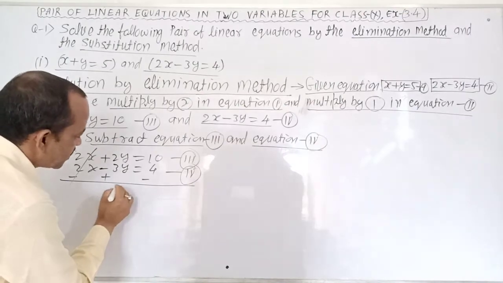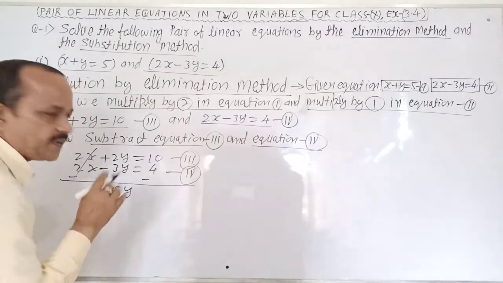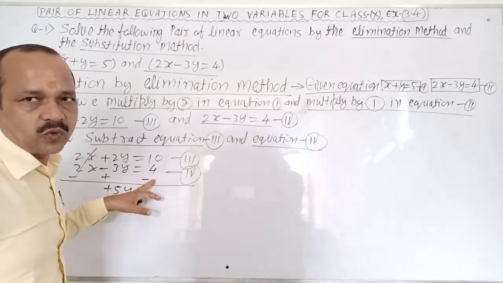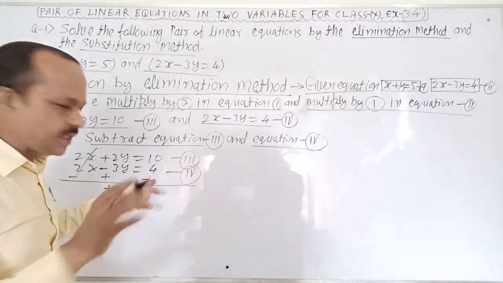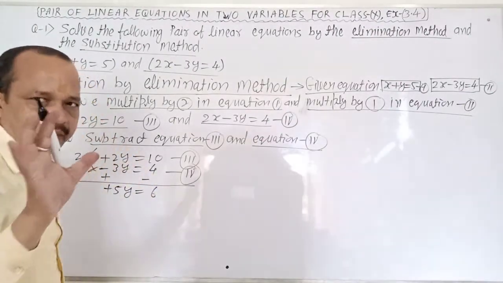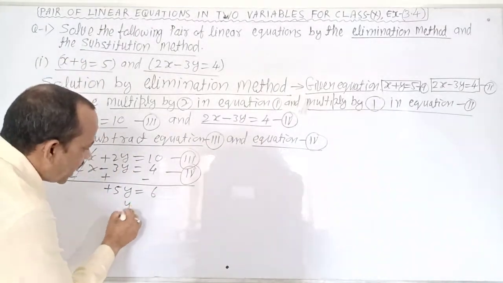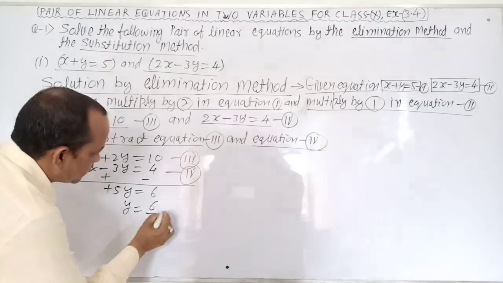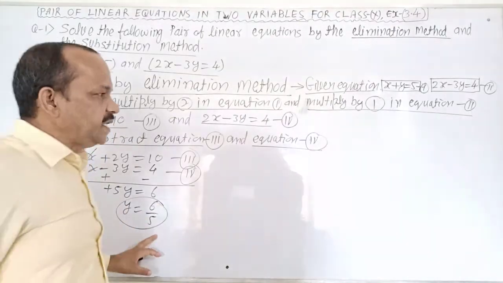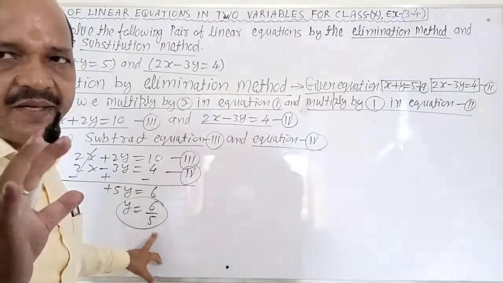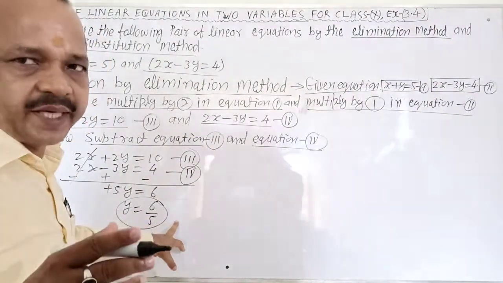It becomes 5y equal to, here plus 10, here minus 4. You subtract it, it becomes 6. 5y equal to 6, y equal to 6 by 5. You find y equal to 6 by 5. It is clear? No confusion about it?